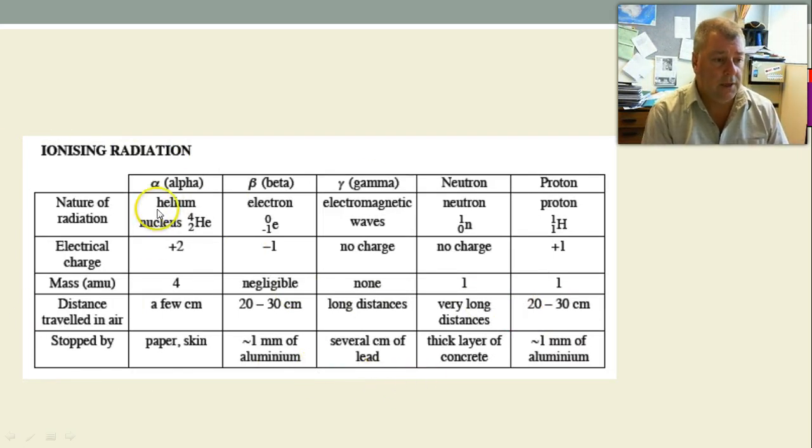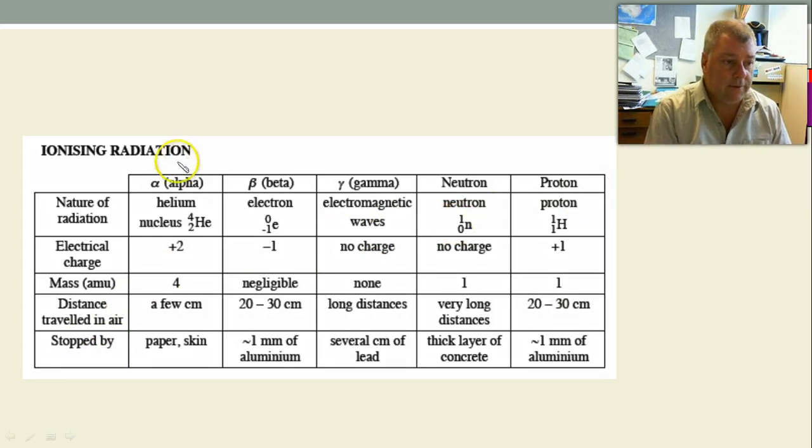Now, this table here is off your information sheet, and so you don't have to memorize all this information. I thought it was time to introduce you to it. And so we have alpha, beta, gamma, neutron and proton as our particles, and we have the nature of radiation, electrical charge, mass, distance travelled in air, which we're going to talk about shortly, and stop by, which we're going to talk about shortly as well. Now, why have I introduced this here? Because it helps explain the ionizing power.